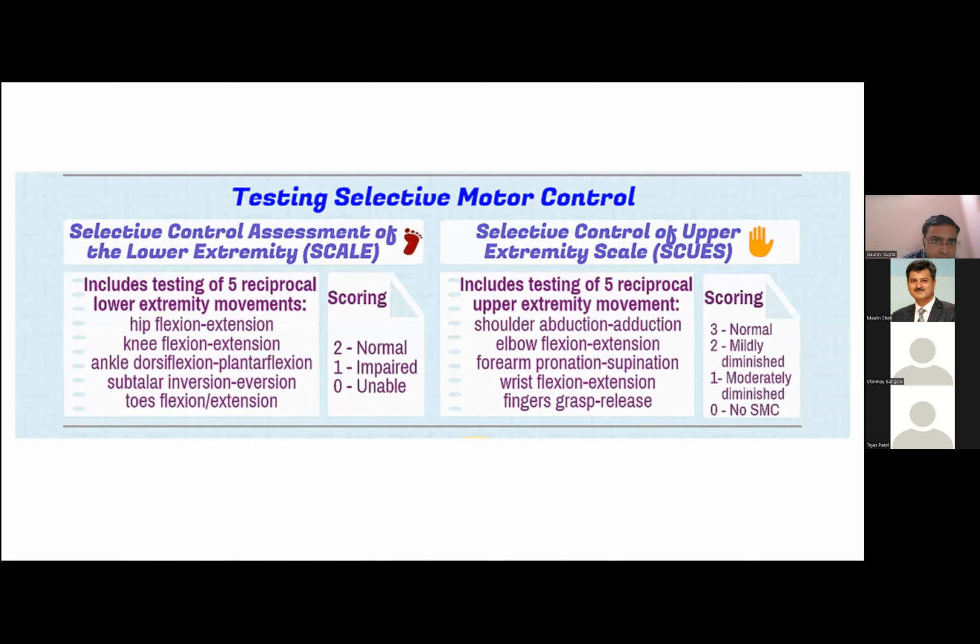And these are the scales which we can use to test selective motor control. For the lower extremity, we include 5 reciprocal lower extremity movements like hip flexion extension, knee flexion extension, ankle dorsiflexion and plantar flexion, subtalar inversion and eversion, and toe flexion and extension. On the basis of the child's ability, we can grade it at 0, 1, and 2. For the upper extremity, we can grade shoulder abduction, adduction, elbow flexion extension, forearm pronation, supination, wrist flexion extension, and finger grasp and release, and we can grade it similarly.